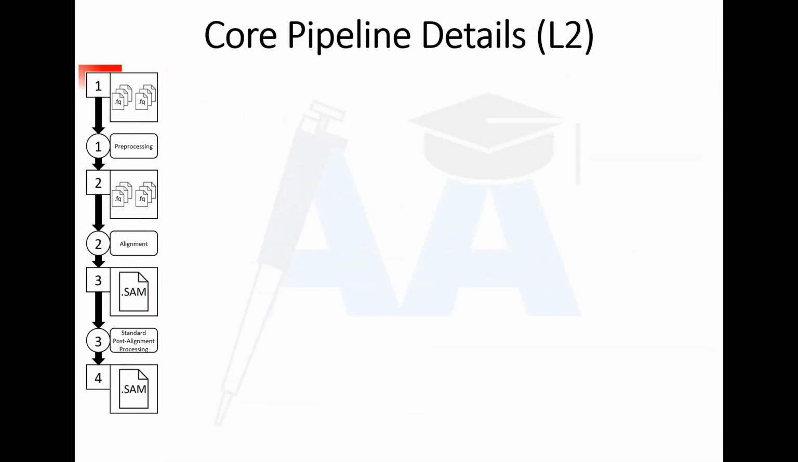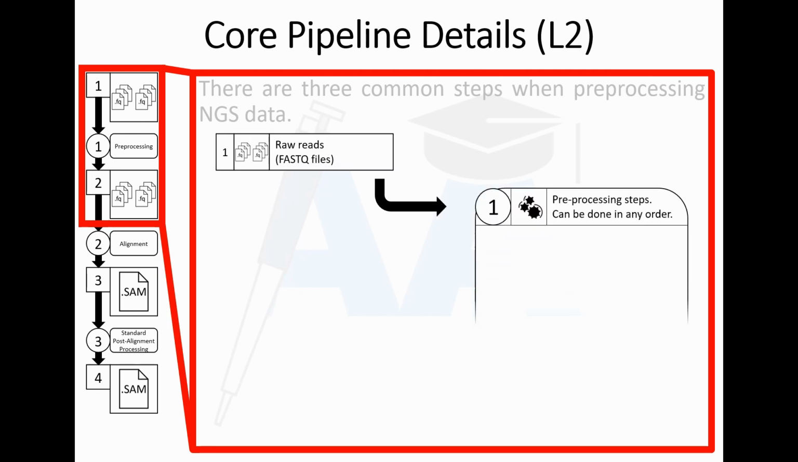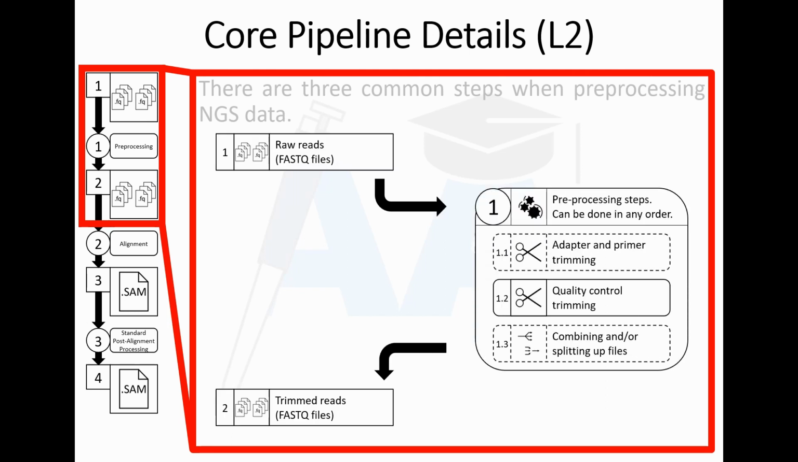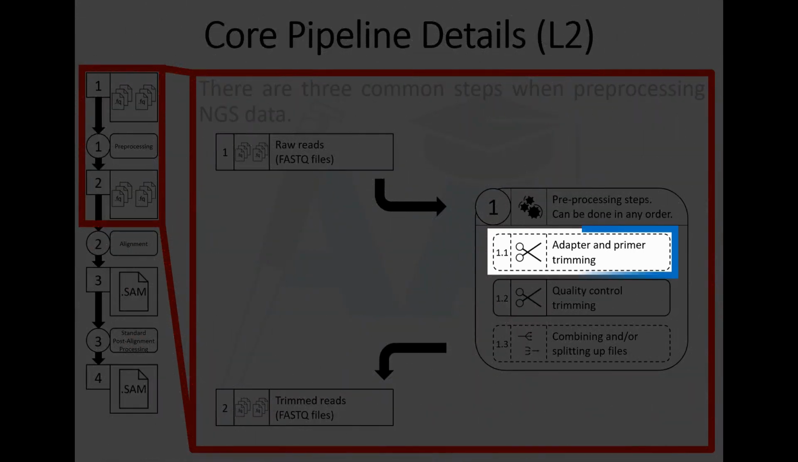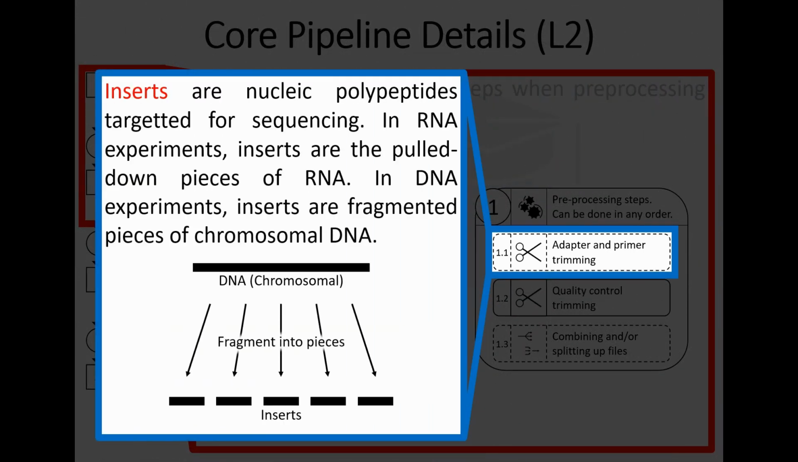Okay, so let us now talk a bit more about the pre-processing which the FASTQ files undergo before alignment. I mentioned previously that there were three pre-processing steps: adapter and primer trimming, quality control trimming, and the combining and/or splitting up of files. To properly understand adapter and primer trimming, we need to understand the basics of the biochemistry underpinning the sequencing process. We will start by introducing inserts.